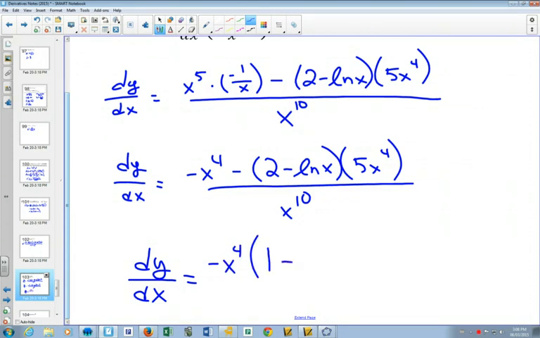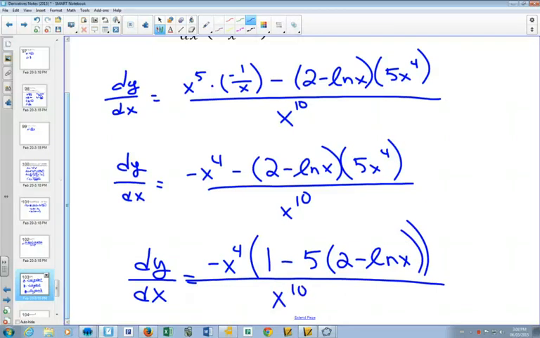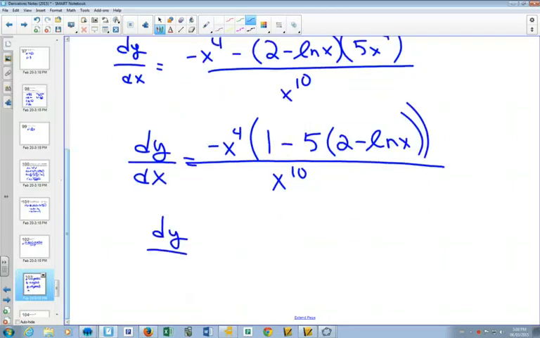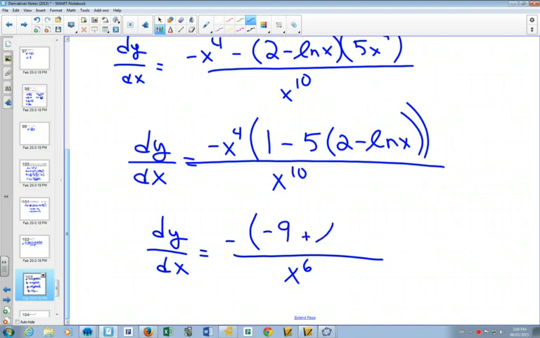All right, now we can factor out, maybe we'll take out a negative x to the 4. That would leave us with 1 minus 5 times natural log of x, and if you wanted to simplify this further, we're going to be left with only x to the 6 on the bottom, a negative on the top. 1 minus 10 will be negative 9 plus the natural log of x. I'd probably distribute that negative again. That looks like a pretty answer.